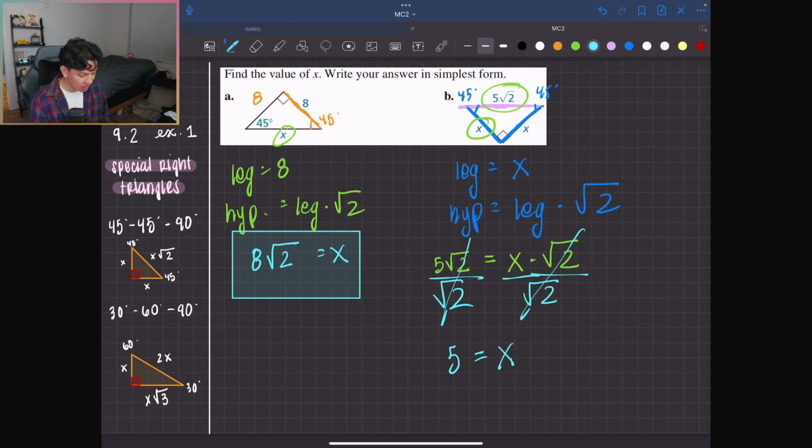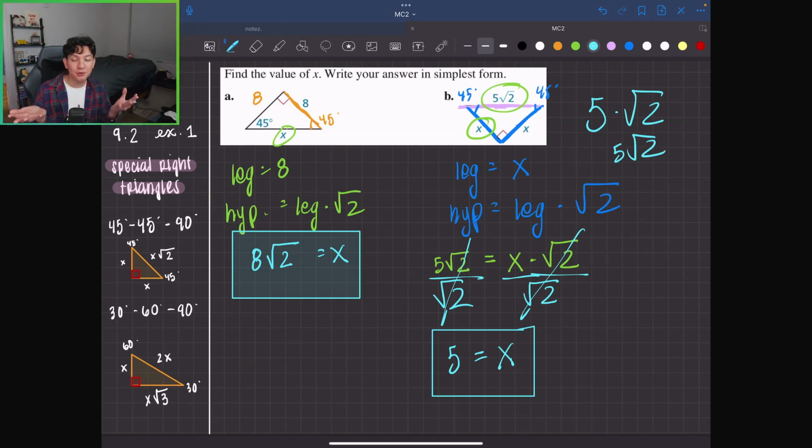So what is the missing side length here? It is just going to be 5. And it kind of makes sense because look, our hypotenuse is 5 root 2. So if our leg is 5, our hypotenuse is just 5 times root 2, or 5 root 2. And that's how you can use the special right triangle to find out missing side lengths.